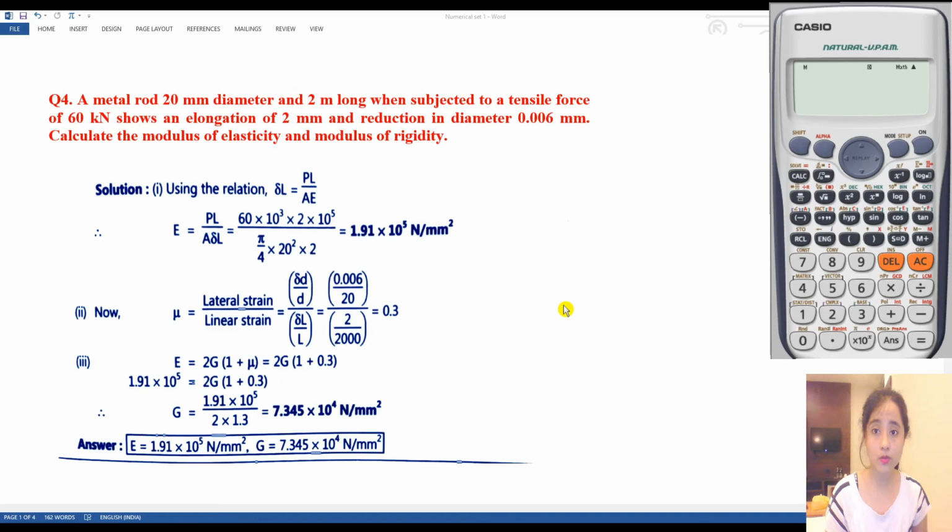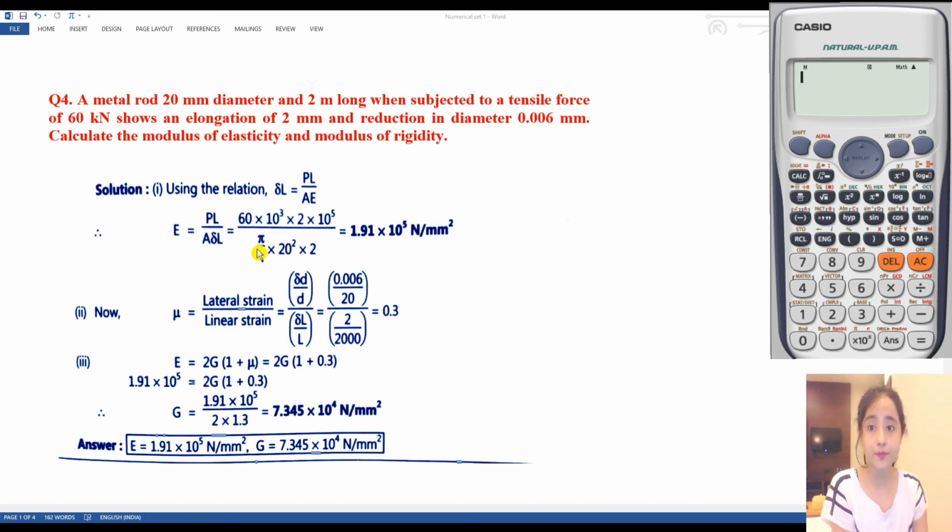Just as we found modulus of elasticity in the previous question, we can find it here by using the relationship between Young's modulus, stress and strain, right? Young's modulus E is equal to stress by strain. From there also we can find the value of E. If not, we can use the elongation relationship, del L equals PL by AE. We know the value of del L, P, L and A, and we can find the value of E from here, right?